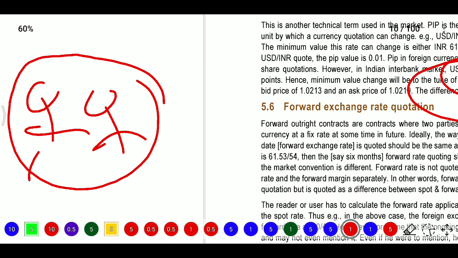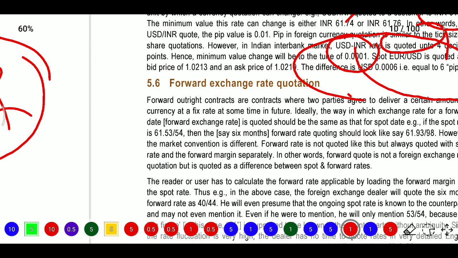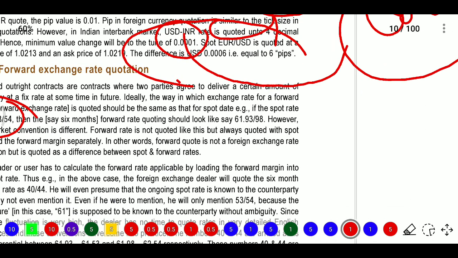So ideally the way in which the forward exchange rate is quoted is the same as for the spot date. For example, if the spot rate is 61.53 or 54, then if we want a 6 months forward rate quoting, we can quote 61.93 or 61.98. However, for the purpose of market convention it is different.